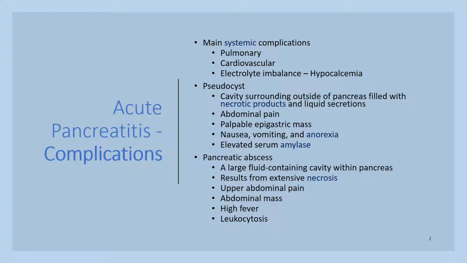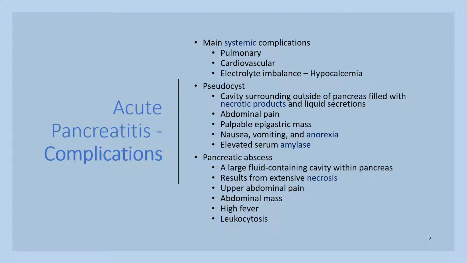So a cavity surrounding the outside of the pancreas becomes filled with the necrotic breakdown products of pancreatic autodigestion and their liquid secretions. This causes immense abdominal pain. The patient will have a palpable epigastric mass. They will be likely to be vomiting, have severe nausea and anorexia, and blood tests will confirm elevated serum amylase.